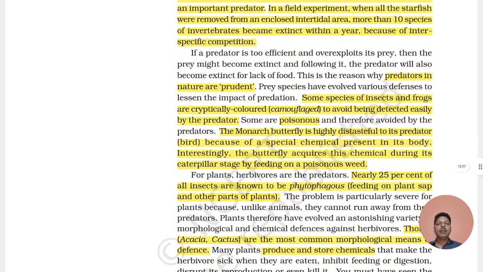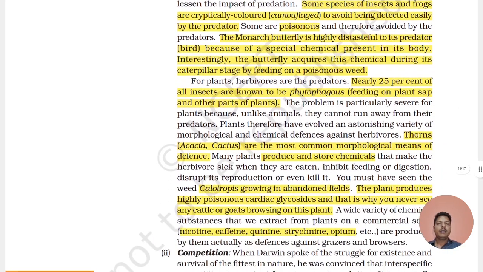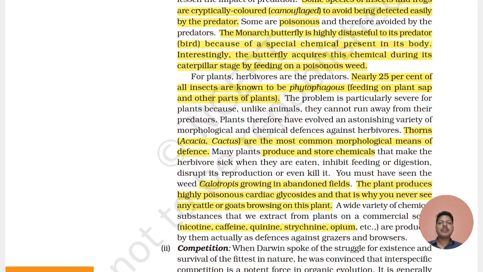Here another, some species of insects and frogs are cryptically colored, camouflaged to avoid being detected easily by the predator. Some are poisonous. For example, the monarch butterfly is highly distasteful to its predator because of a special chemical present in its body. Interestingly, the butterfly acquires this chemical during its caterpillar stage by feeding on a poisonous weed. Next, nearly 25% of all insects are known to be phytophagous, that is, feeding on plant sap and other parts of the plant. It is called phytophagous.